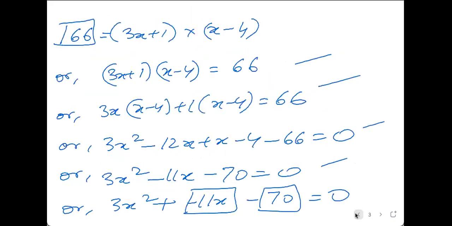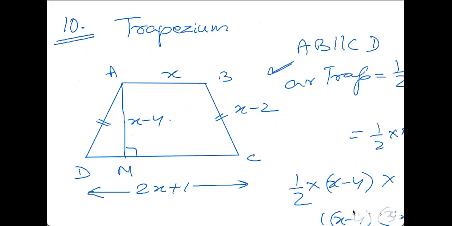Now to find the lengths of the other sides, if we go to our previous diagram, we now know that x equals 7, so AB equals 7. We now know that BC will be equal to 7 minus 2 equals 5. So AD, which is equal to BC, will also be equal to 5. And the other side CD will be equal to 2 into 7 plus 1 equals 14 plus 1, 15.